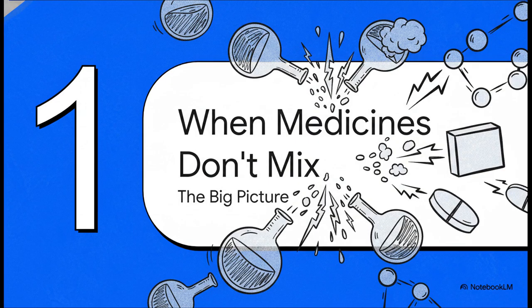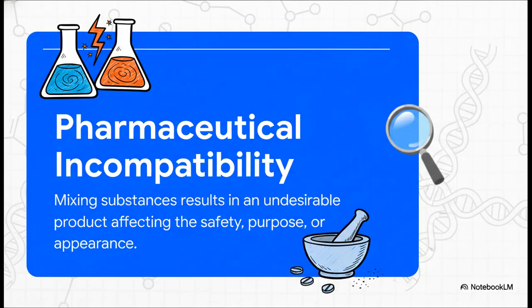Okay, so let's start with the big picture view. What does it actually mean when we say that two things are incompatible in the pharmacy world? You can think of it like this. Imagine you're trying to mix up a perfect prescription, but something goes wrong, and the final product is just off. Maybe it looks weird, maybe it won't work anymore, or maybe it's become unsafe. That right there is pharmaceutical incompatibility. It's an unintentional and often harmful result of mixing things that just shouldn't be mixed.